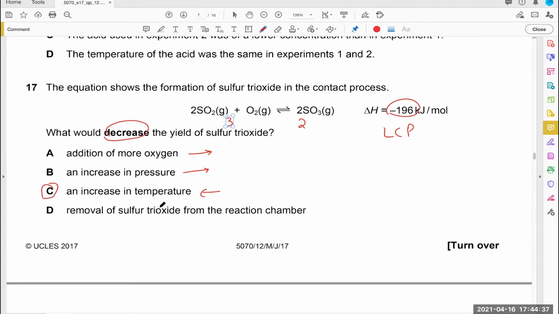The removal of sulfur trioxide from reaction. The less quantity you have of SO3, the faster it goes towards the right. So again, D is not the answer. C is confirmed.